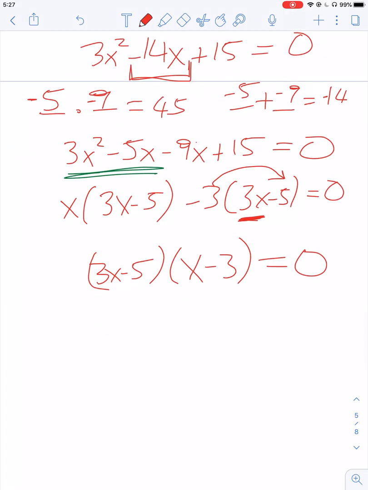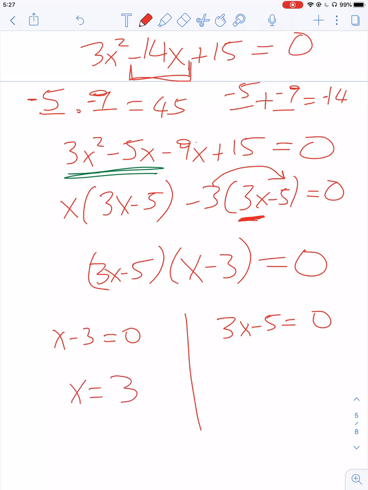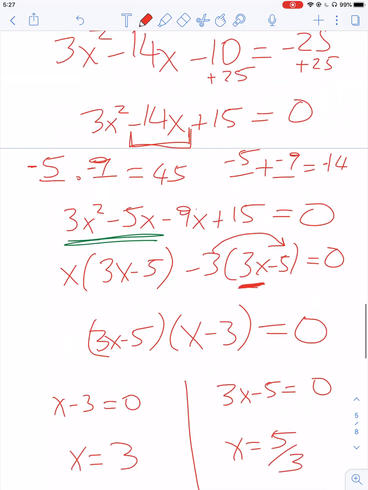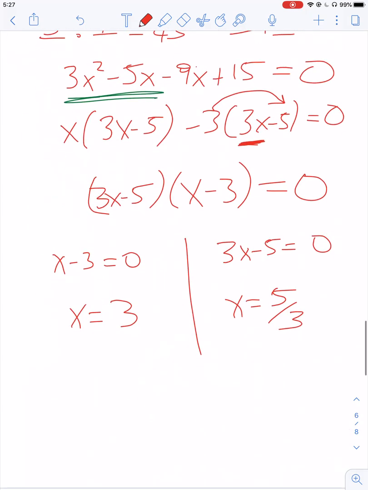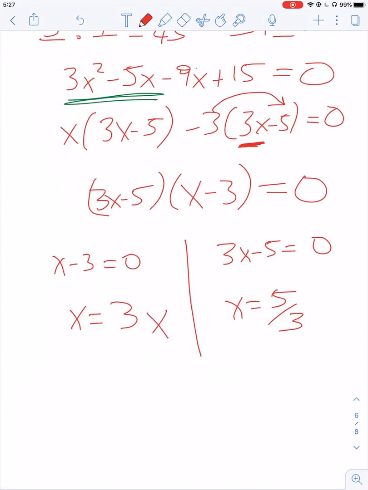So you have two solutions, right? Either x minus 3 is equal to 0, or 3x minus 5 is equal to 0. So if you solve for x, then x is equal to 3, or x is equal to 5 over 3. And now just check what your restrictions are. So go back. Your restriction is that x cannot equal 3. So that would mean that this value you'll have to reject, and this is the value that you're going to accept. So there's only one solution, because one of the values will have to get rejected.